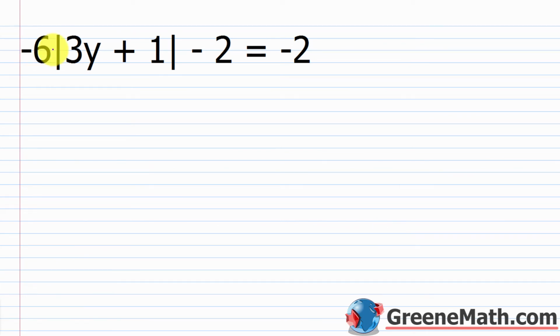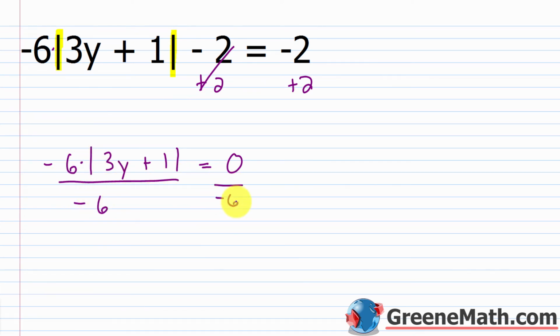So we have negative 6 times the absolute value of 3y plus 1 minus 2 is equal to negative 2. Again, let me isolate my absolute value operation. And so to do that, I'm going to add 2 to each side. So that will cancel. And I'll have negative 6 times the absolute value of 3y plus 1, and this is equal to negative 2 plus 2 is 0. Now, I want this by itself. If negative 6 is multiplying that, divide both sides by negative 6 to get rid of it. Okay, this is going to cancel with this, and I'll have the absolute value of 3y plus 1 is equal to 0 over negative 6 is 0.